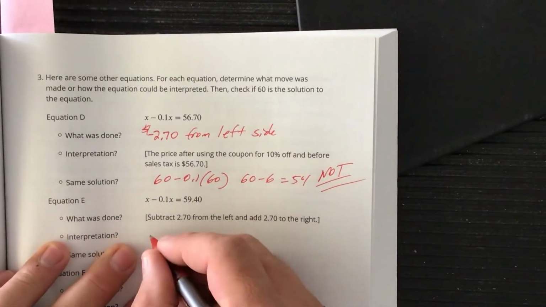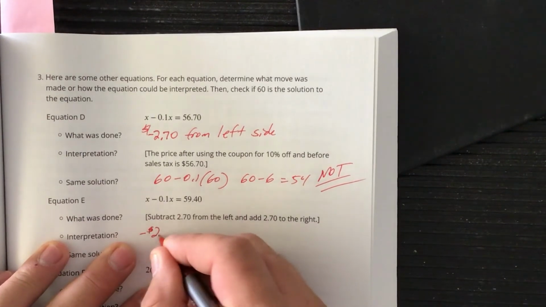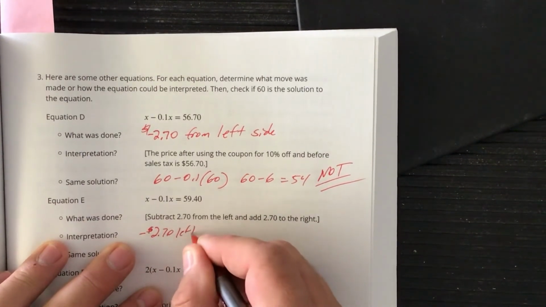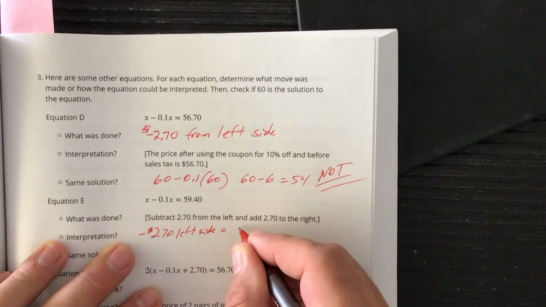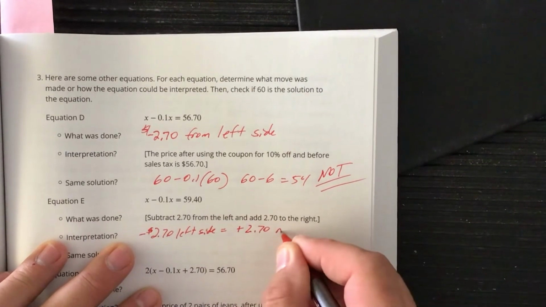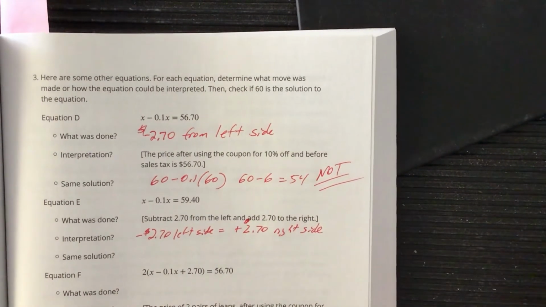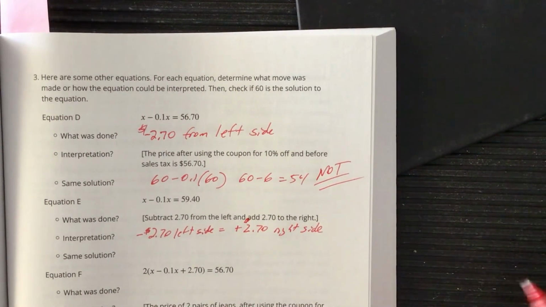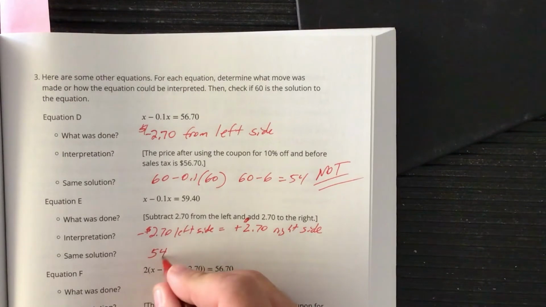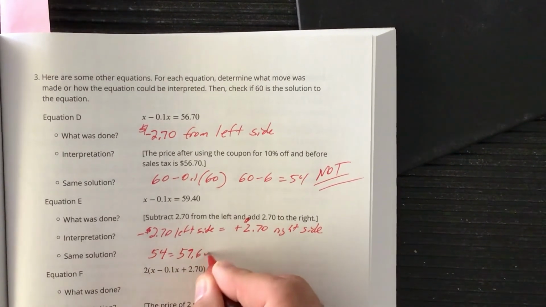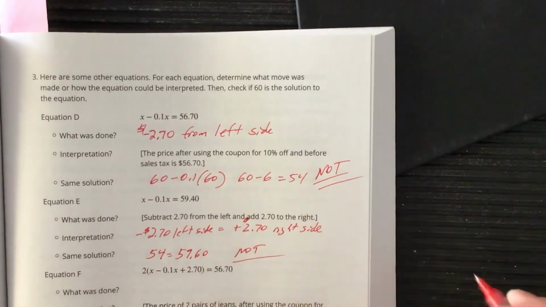Equation E, what'd they do there? Yeah, so the left side, they subtracted it. Right side, they added it. That's even worse of a no-no. Okay, because now you're gonna get 54 on the left side and 5960 on the right. Of course, that doesn't work.